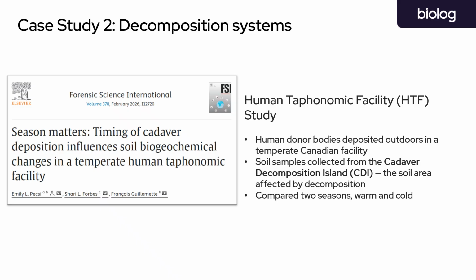In this second example, ecoplates were used to study microbial activity and decomposition systems. This study is a seasonal dynamics experiment where researchers studied how the timing of cadaver deposition influences biogeochemical changes. So, in other words, when the cadaver is placed on the soil is going to matter to its decomposition.